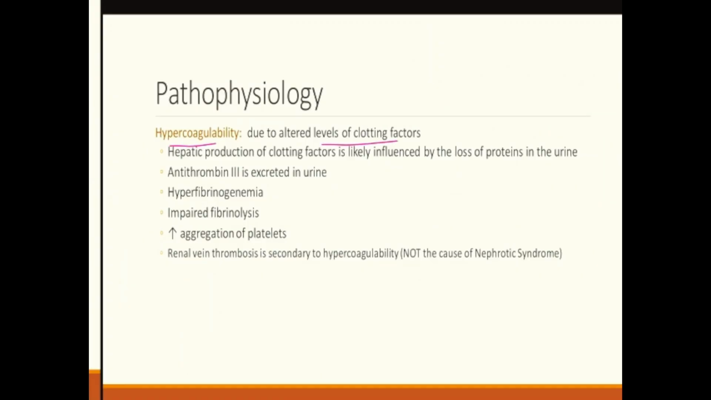Hypercoagulability, obviously altered levels of our clotting factors, goes up because of loss of proteins in the urine. Hyperfibrinogenemia, impaired fibrinolysis. So are we going to be able to break up the clots afterwards? Nope, can't break them up either. Increased aggregation of platelets. So you can get a renal vein thrombosis, in rare cases, but it can happen.